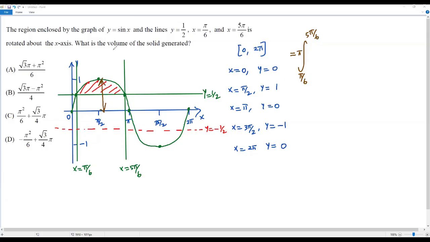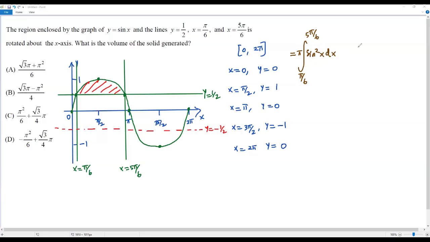This complete region is given by the curve y equals sin x. This region is between the curve y equals sin x and the x-axis. So y square means sin x whole square. Sin x whole square means it's sin square x dx. Now I'm getting the volume of the solid for the complete region.